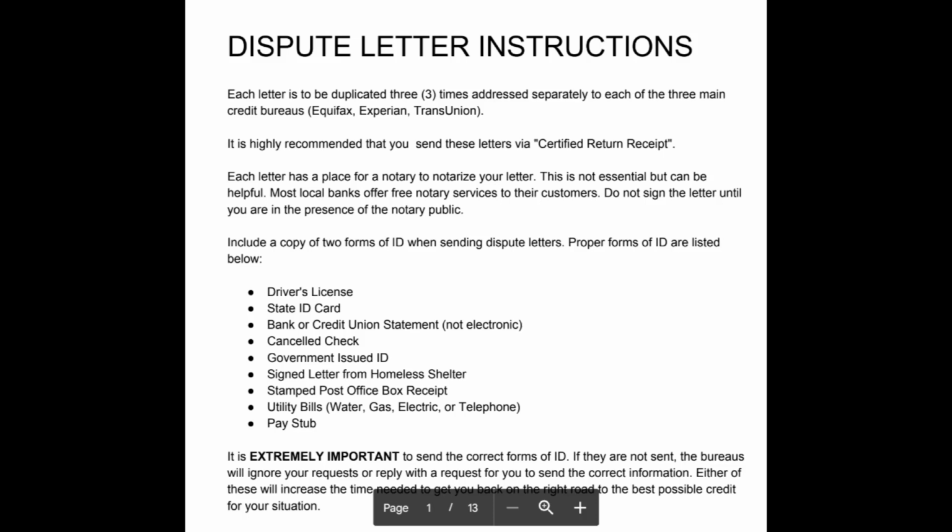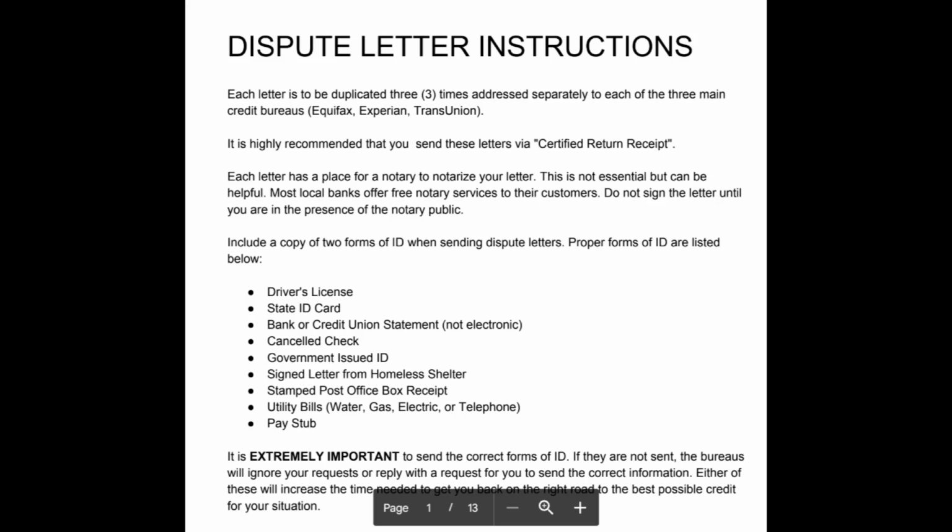Okay? So each letter has a place for a notary to notarize your letter. This is not essential, but can be helpful. Most local banks offer free notary services to their customers. Do not sign the letter until you are in the presence of a notary public. Include a copy of 2 forms of ID when sending dispute letters. Proper forms of ID are listed below.